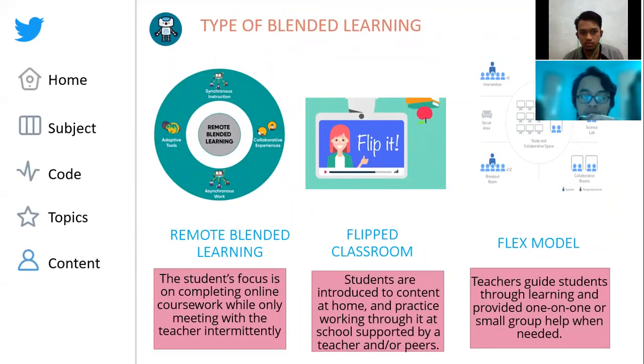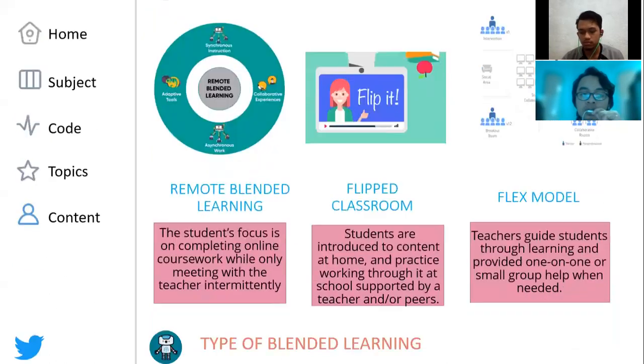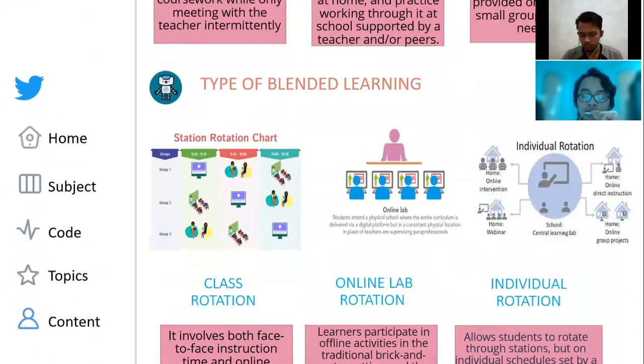An example is remote blended learning, where the students focus on completing the online course and meet the teacher intermittently. Next is the flipped classroom, where the students are given content and read it at home, and it will be presented in class. Next is the flex model, where the teacher guides students one-on-one or in small groups. Next is the class rotation.